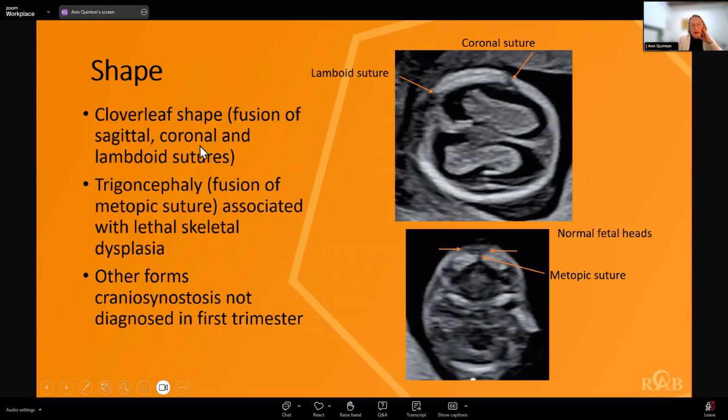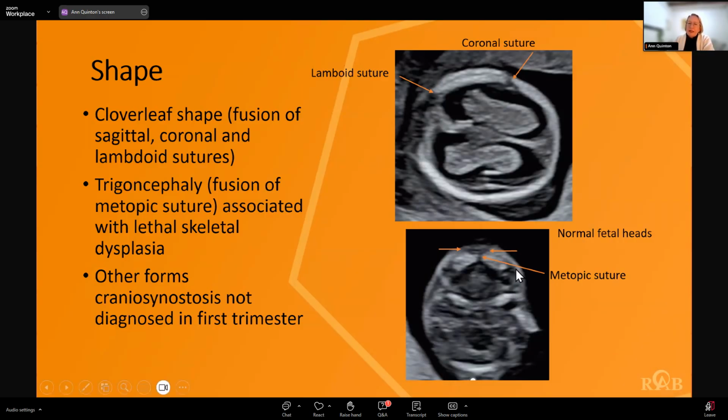With trigonocephaly, which is another anomaly associated with lethal skeletal dysplasias, you get fusion of the metopic suture. And you can see the metopic suture really well if you take a 3D, 4D picture of the first trimester fetus of its face. And patients often think that baby's got a big chunk out of its forehead. It's that the metopic suture is that widely spaced in the first trimester.